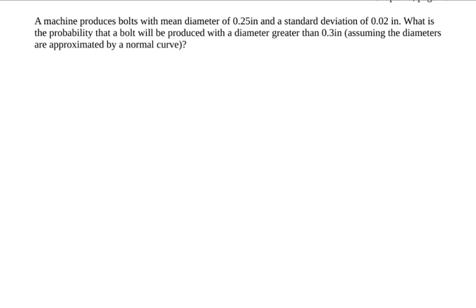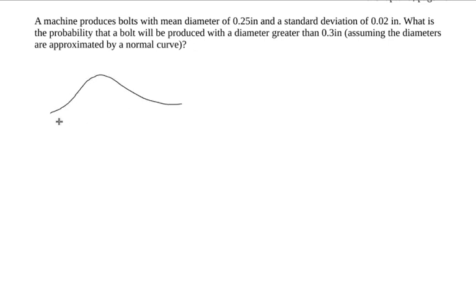A machine produces bolts with a mean diameter of 0.25 inches and a standard deviation of 0.02 inches. What is the probability that a bolt will be produced with a diameter greater than 0.3 inches, assuming diameters are approximated by the normal curve?